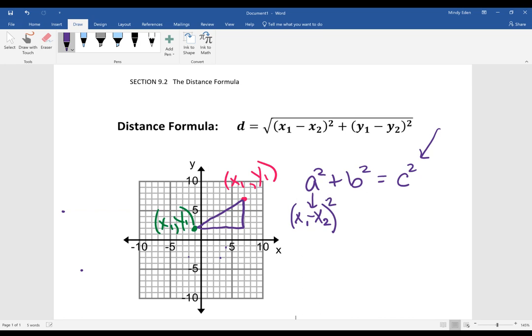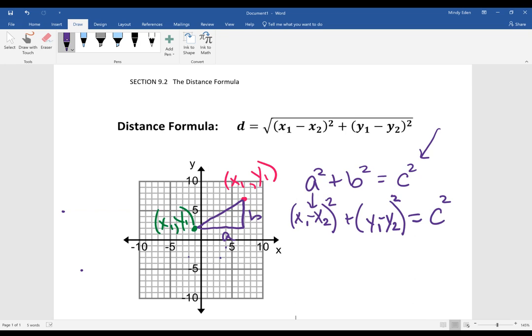And then b is the height of the triangle, so I need to subtract the y values. So I'm going to take y1 minus y2. And our hypotenuse is c. So we can set up the Pythagorean theorem with the general formula.